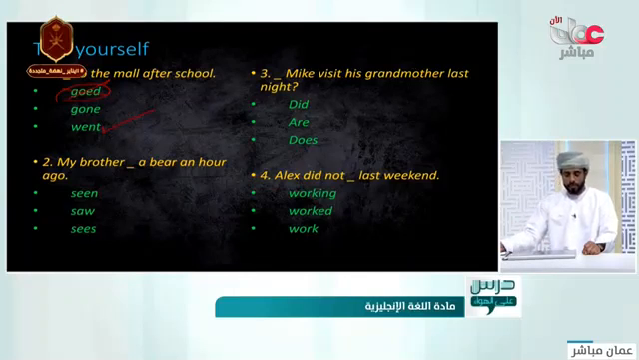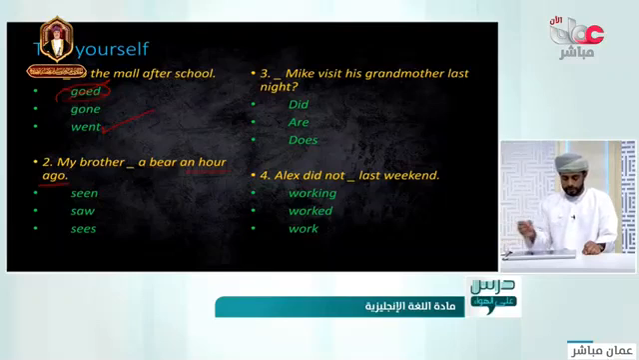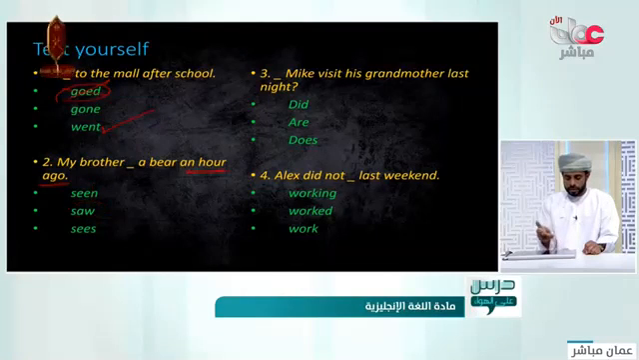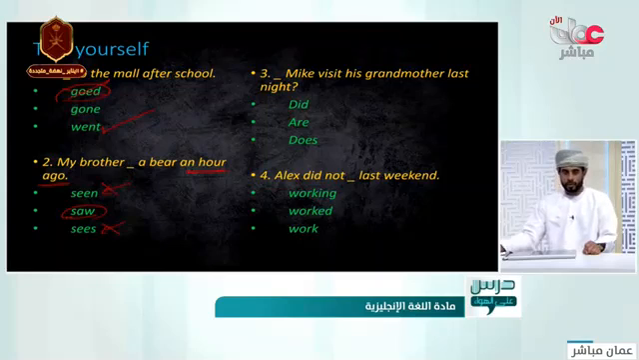Went. 2. "My brother ___ an hour ago." This is the past, an hour ago. So we are talking about the past. Is it seen, saw, or sees? Is it clear that it is talking about the past? Which one is referring to the past? Yes, this one, saw. Why is that? Because this one is the past participle, while this one is the present. So both of those are not working with us.